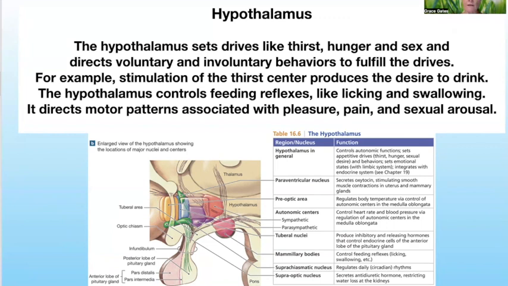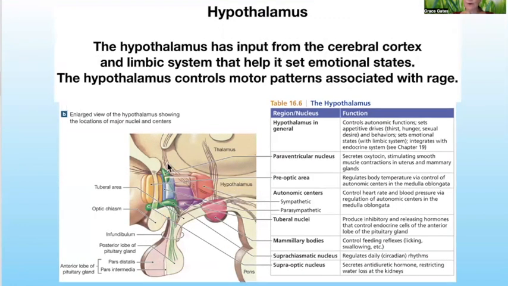For example, if there was stimulation of the thirst center, it would produce the desire to drink and behaviors associated with successfully finding something to drink and drinking it. The hypothalamus controls feeding reflexes like licking and swallowing, and it directs all sorts of motor patterns that are associated with pleasure, pain, and sexual arousal. The hypothalamus has input from the cerebral cortex and limbic system that help it set emotional states. The hypothalamus controls motor patterns associated with rage, interestingly.